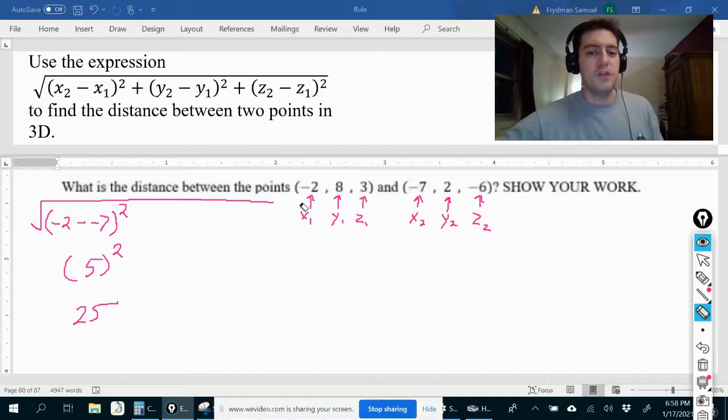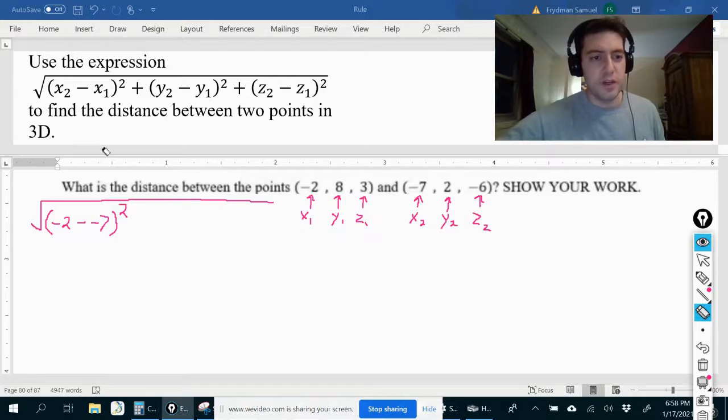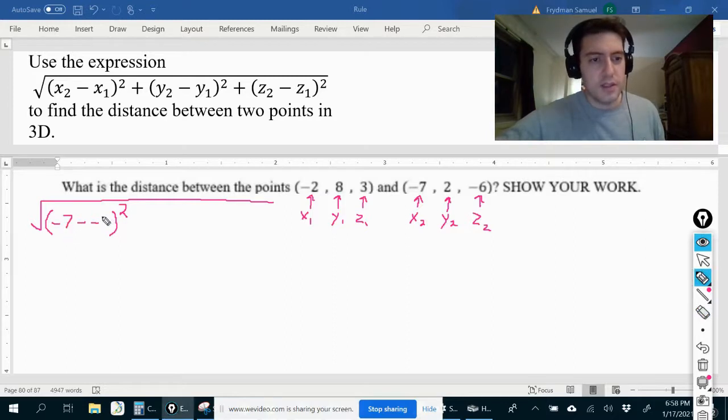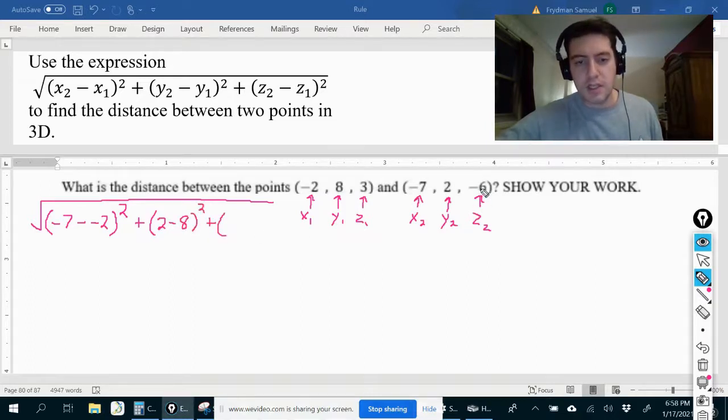So we would end up getting the same answer here either way. If you fudge it up a little bit and you do x1 minus x2 instead of x2 minus x1, you'll get the same answer. Okay, but I'm just going to do it the way that I have it written over here. So -7 minus -2, and then plus what's my y2? 2 minus 8, squared, plus, then with the z's, -6 minus 3 squared.